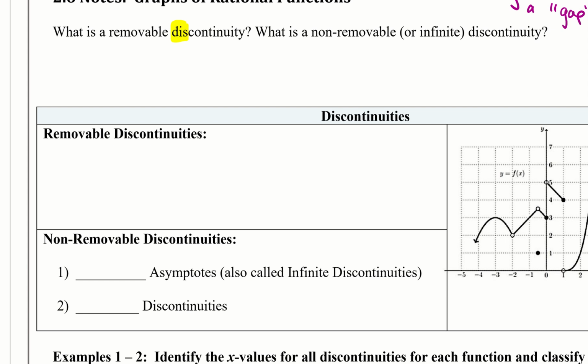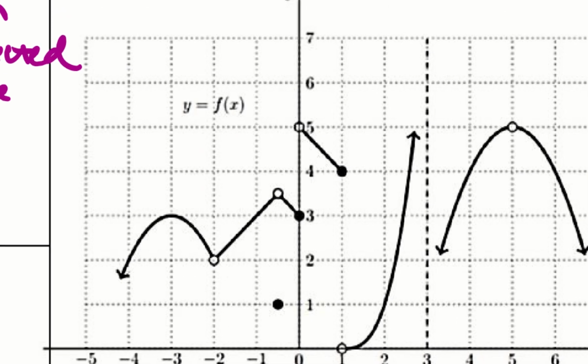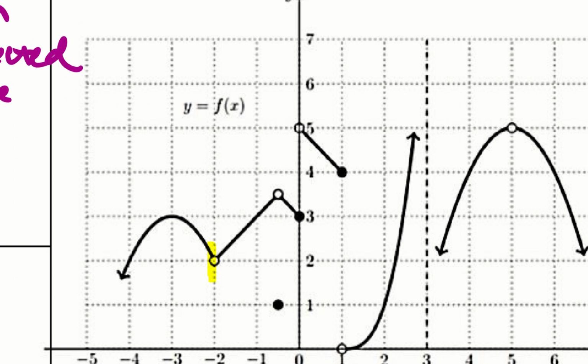The first type is a removable discontinuity. A removable discontinuity is a hole in the graph, which we will plot with an open circle. And a hole in the graph with this open circle is going to be connected on either side of the graph. So if I'm looking at this one, this is a hole in the graph. You might notice it is connected on either side of the hole, but we have that open circle. Same thing here, connected on either side, this is a hole.